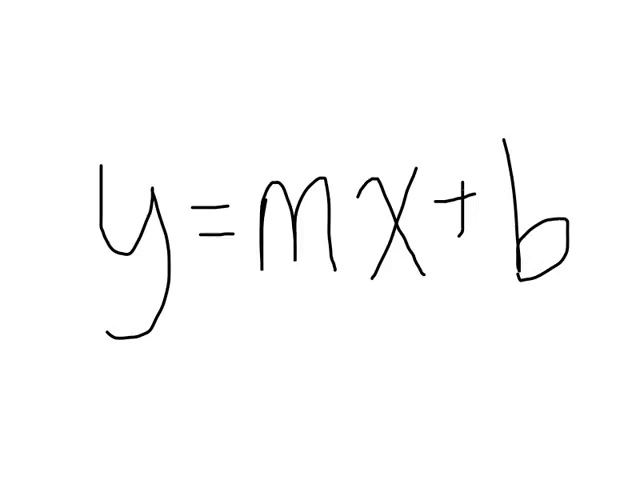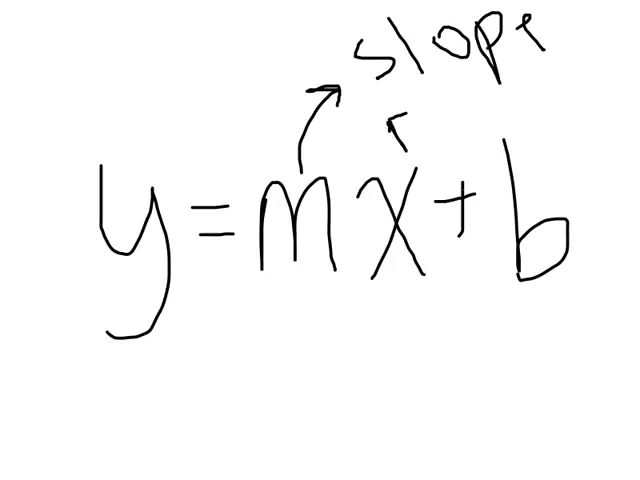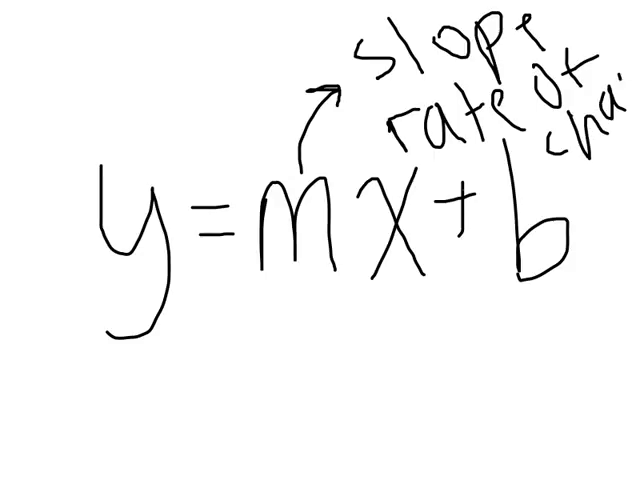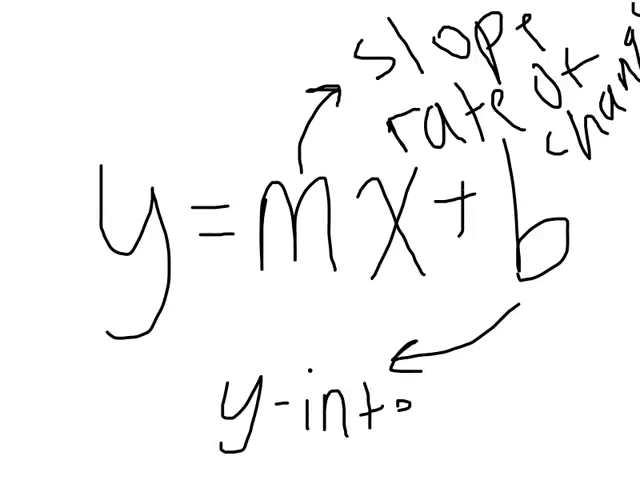What is your m? M is your slope, which is the same as your rate of change. We can also call this your unit rate, or your rate of increase or decrease. And then what is your b? That's your y-intercept. What does y-intercept mean? It means the point where the line hits the y-axis, or the point where x is 0.